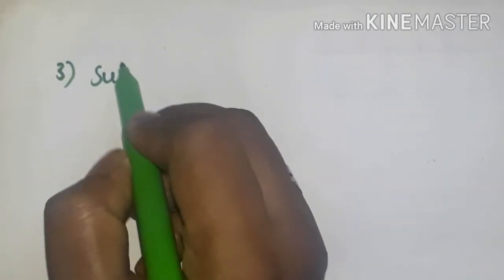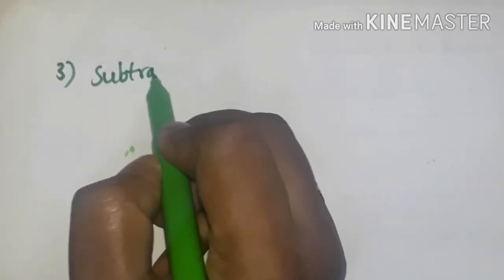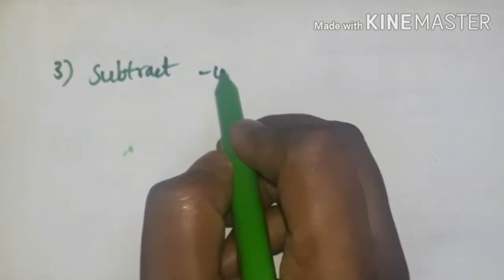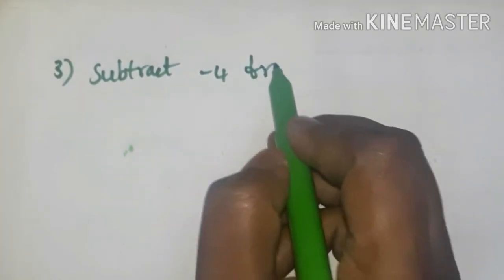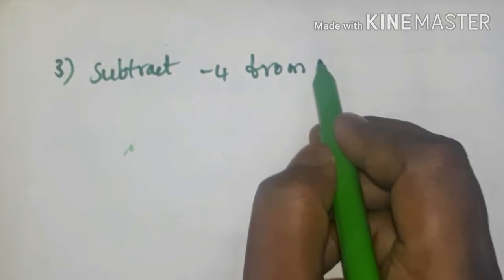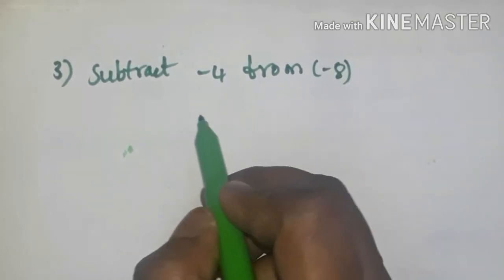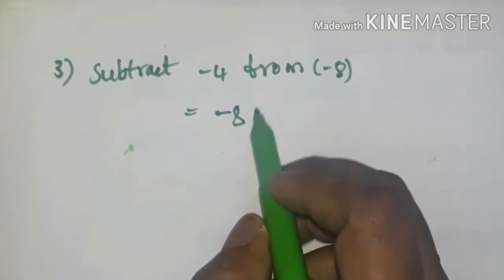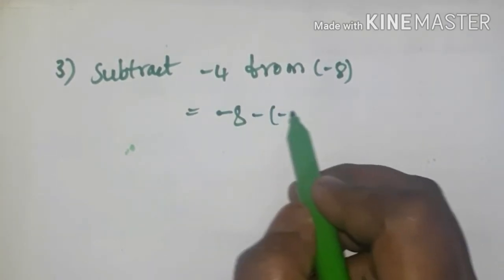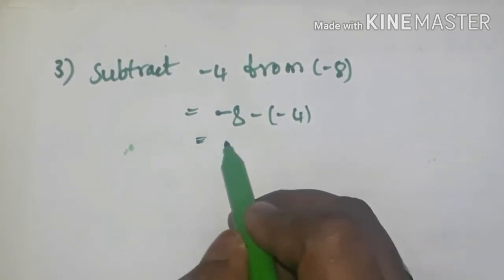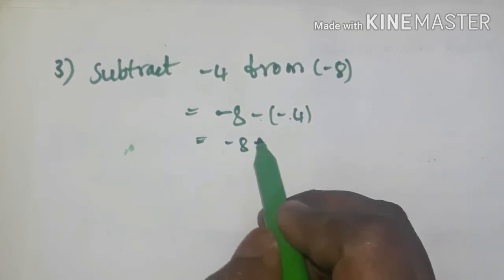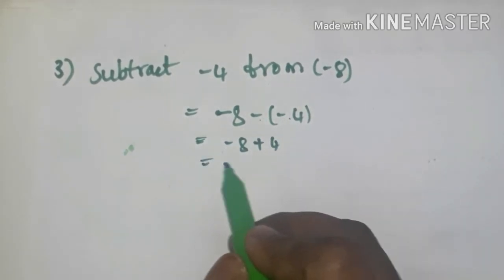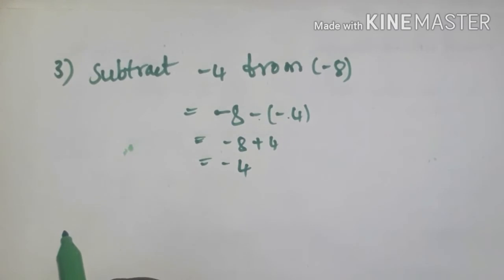Take one more example. Subtract minus 4 from minus 8. That equals minus 8 minus of minus 4. Minus 8, minus into minus is plus 4, that equals minus 4.